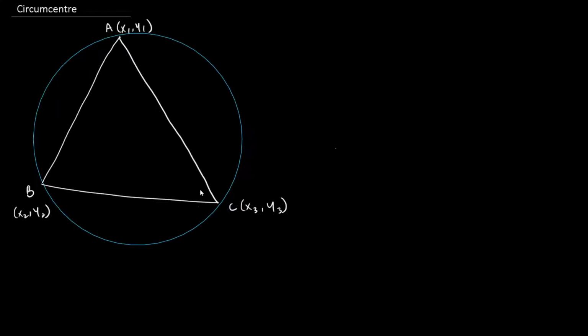And let's say the center of this circumcircle is O, and O lies somewhere here. Now we want to figure out what the coordinates of the center are, given the coordinates of these three vertices. Let's just think how we can do that.